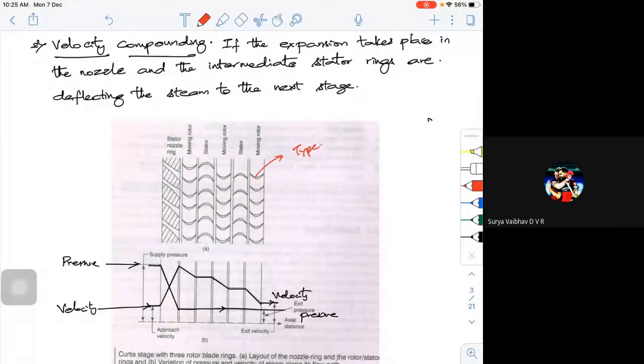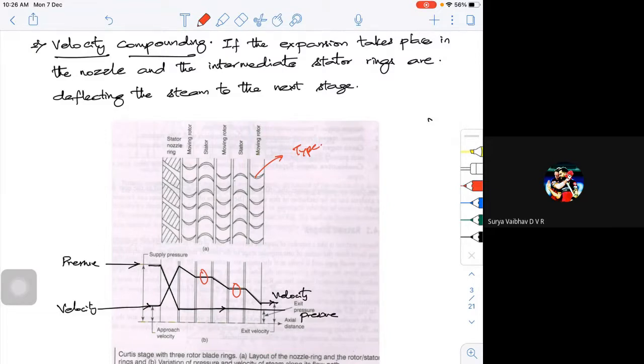Expansion takes place in a nozzle and the intermediate stators are going to deflect it. Look at this, what's happening here. The velocity will increase in the first stage. Then in the rotor it's dropping. Then it's almost the same. This is very critical. There is no expansion that takes place in case of velocity compounding. It's only deflecting the fluid.